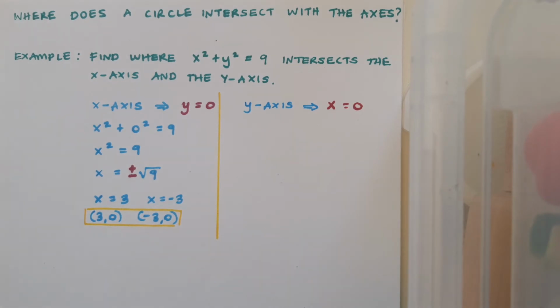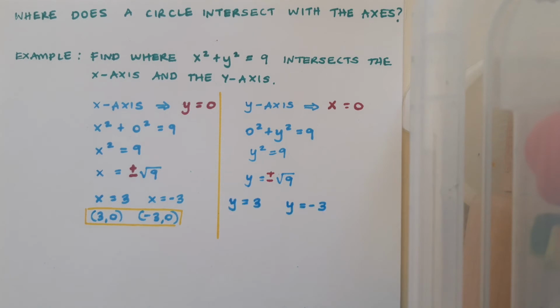I go back to my circle equation, and this time wherever I see an x, I put a 0 in. So 0 squared plus y squared equals 9. You can probably even see at this stage what the solution is going to be. So I'll tidy this up to y squared equals 9. And then I'll square root, just remembering to take the positive and the negative versions of my solution. So I get y equals 3 and y equals minus 3.